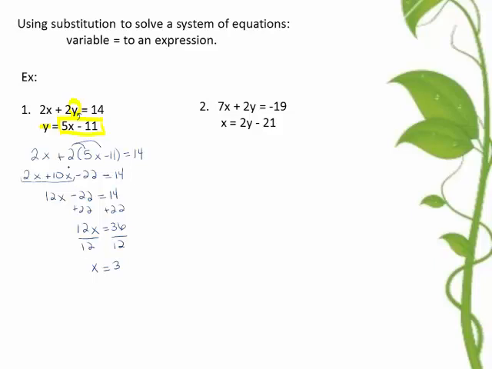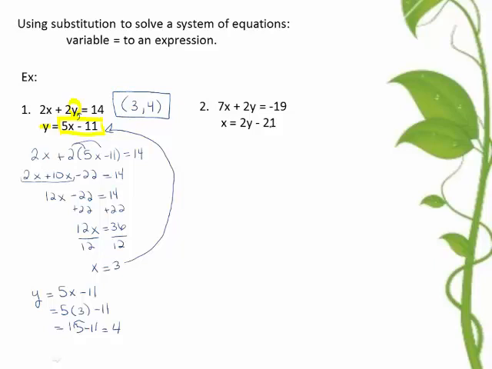Now I know what x is equal to. I can plug that x back in to this equation, and I can find out what y is equal to. So I have 5 times 3 minus 11, because x was 3. So that's 15 minus 11, and that's 4. So y equals 4. So my solution is the point (3, 4).